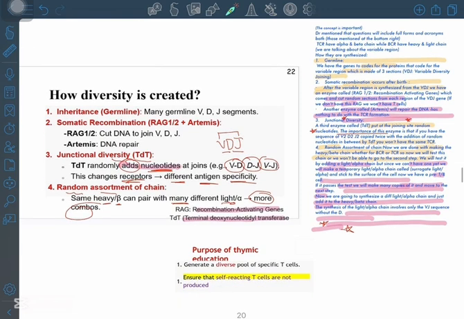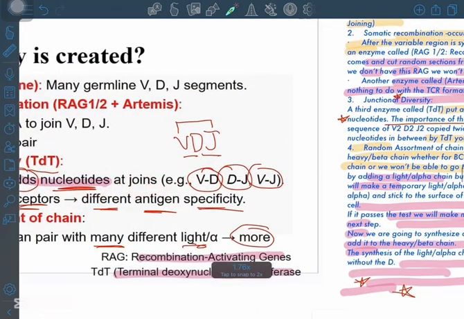Okay, now junctional diversity, we use an enzyme called terminal deoxynucleotidyl transferase, which stands for TdT. It basically randomly adds the nucleotides at joins. What do I mean by joins? I have here VDJ, right? So I can do VD together, and then I can do DJ together, and then I can also make a point between V and J.